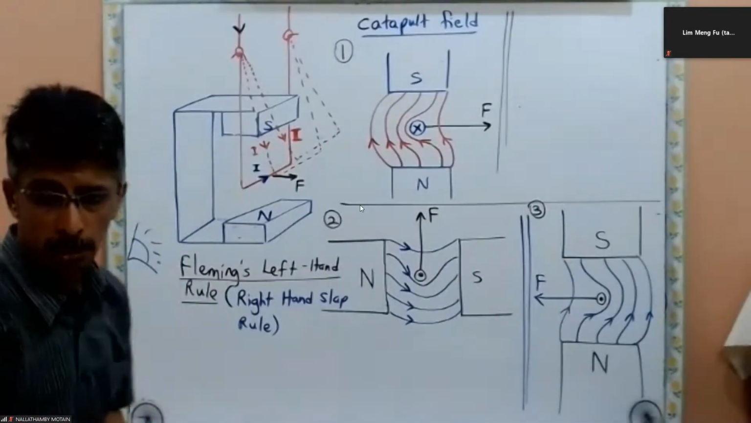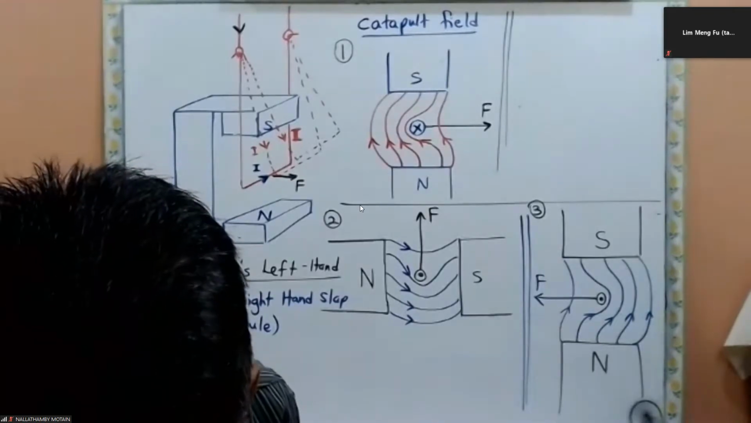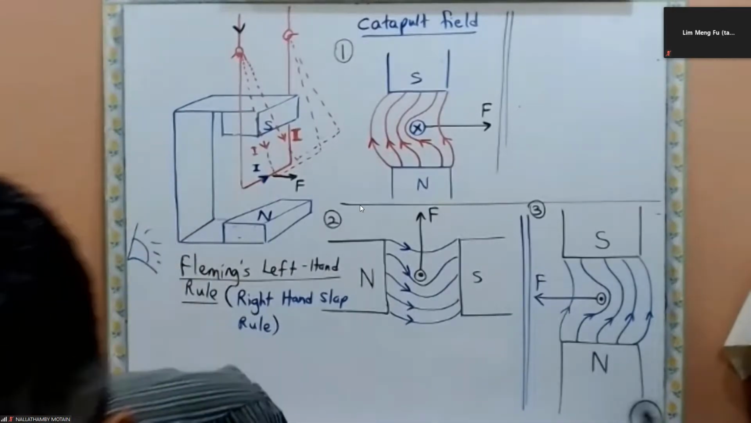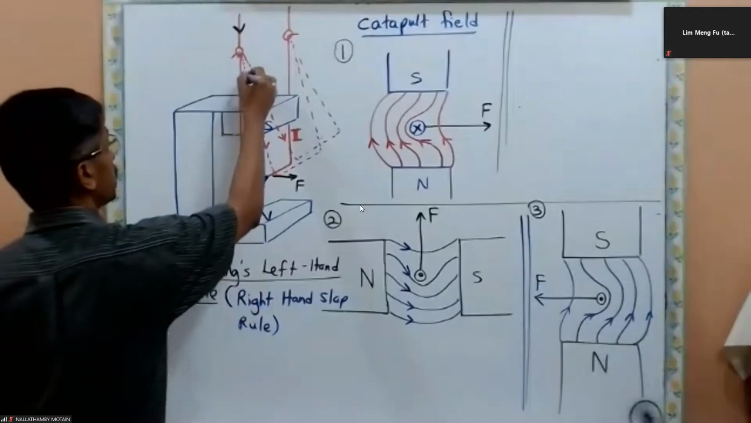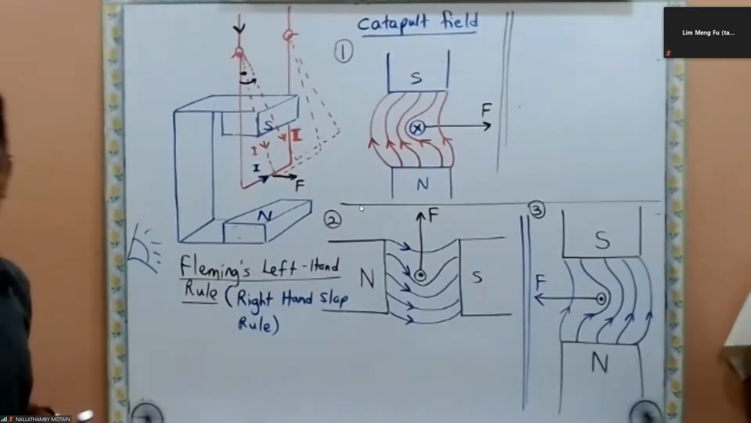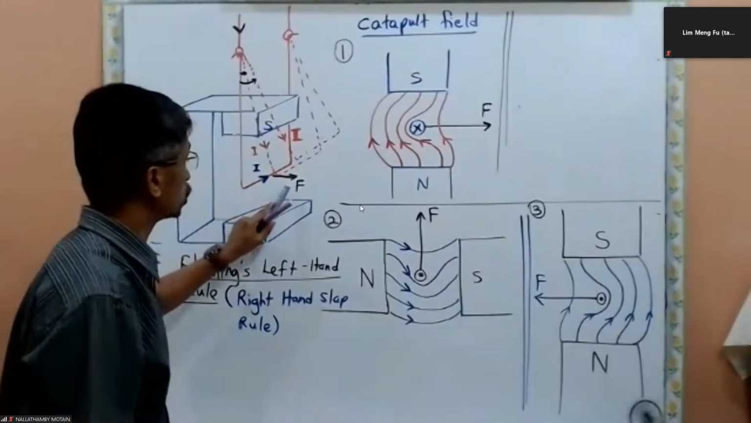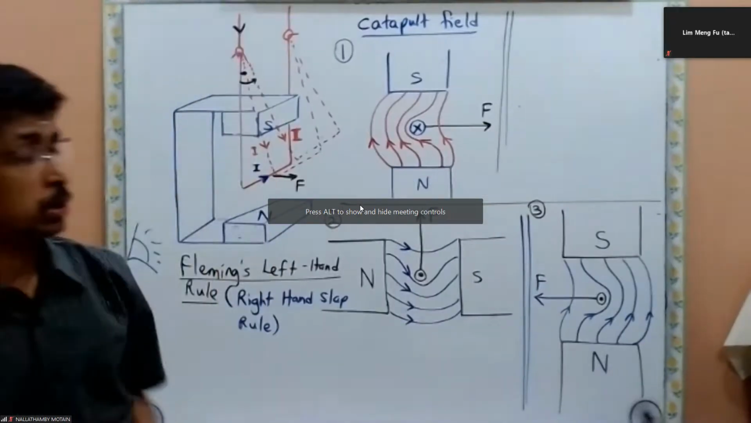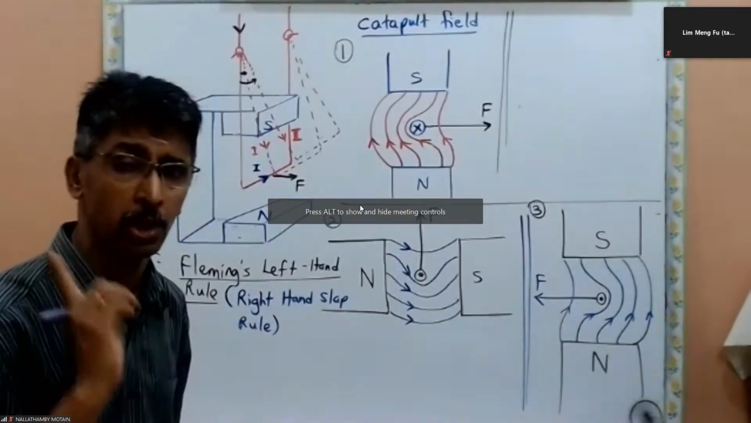So when the current increases, what happens to the angle where it swings? The angle where it swings increases. Why does the angle of swing increase? Because the force acting increases. That's why it will be displaced more. So now the force acting on a current carrying conductor in a magnetic field depends on what?